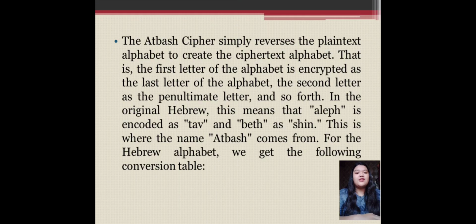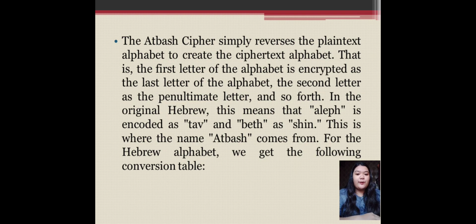The Atbash cipher simply reverses the plaintext alphabet to create the ciphertext alphabet. That is, the first letter of the alphabet is encrypted as the last letter of the alphabet, the second letter as the penultimate letter, and so forth. In the original Hebrew, this means that Aleph is encoded as Tav and Bet as Shin. This is where the name Atbash came from.